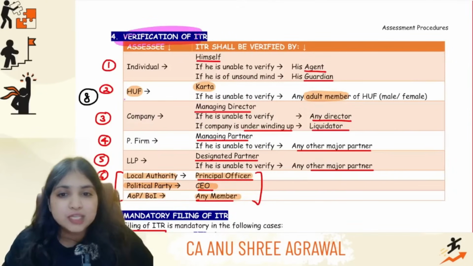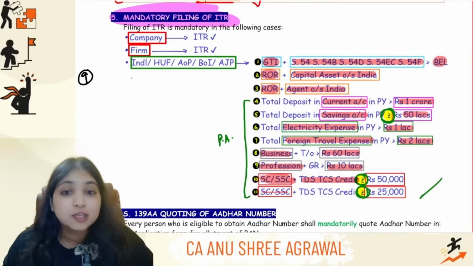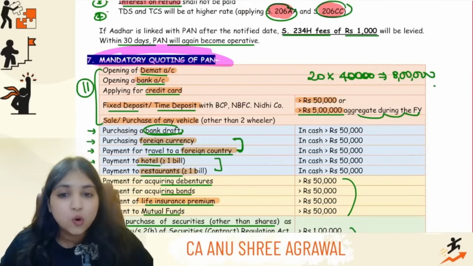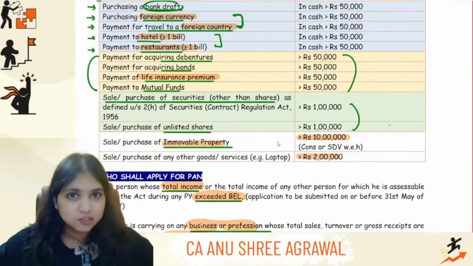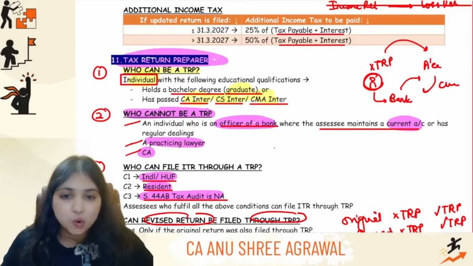First extremely important point over here. Second crucial point is verification of ITR. Who has to verify ITR? Third important point is who has to mandatorily file ITR. Then mandatory quoting of PAN again is important. These transactions that we saw. And lastly, this TRP concept is also important.